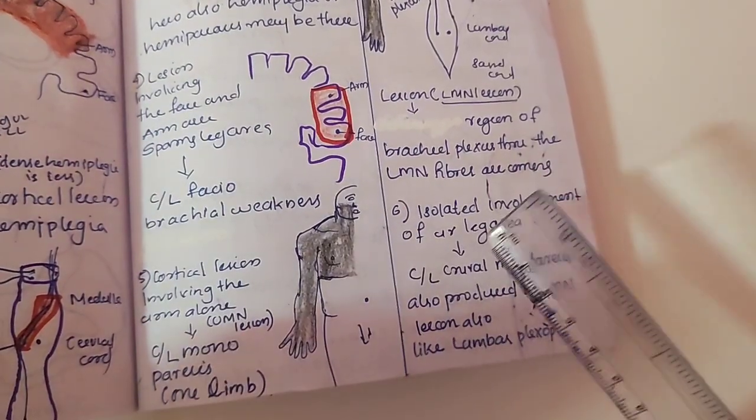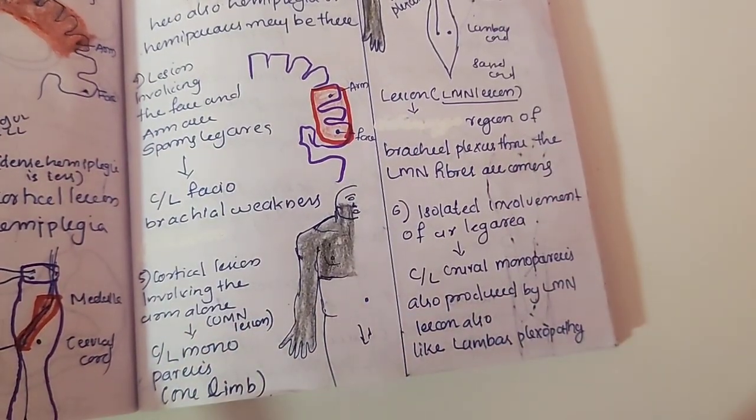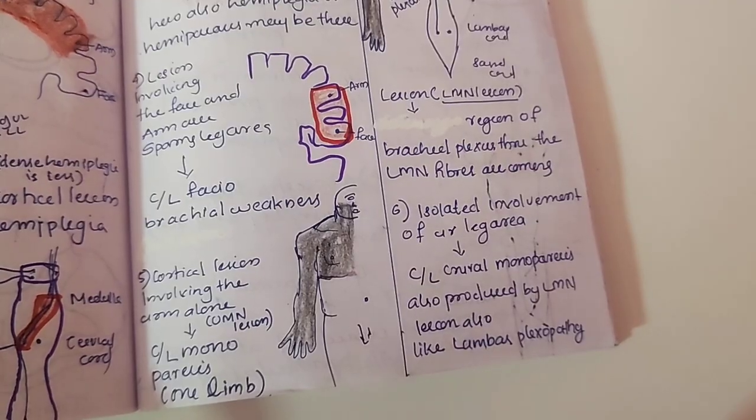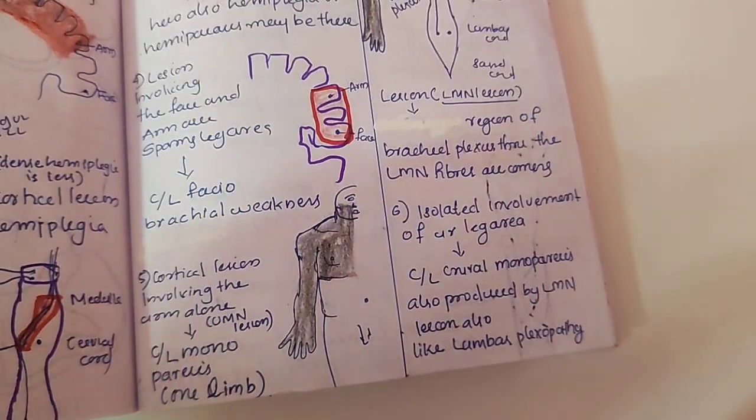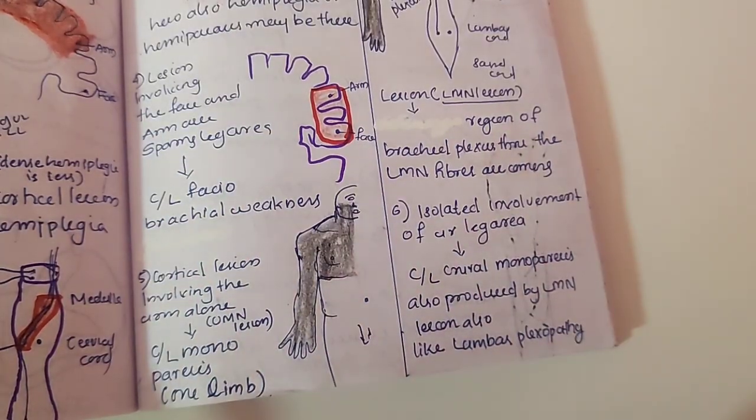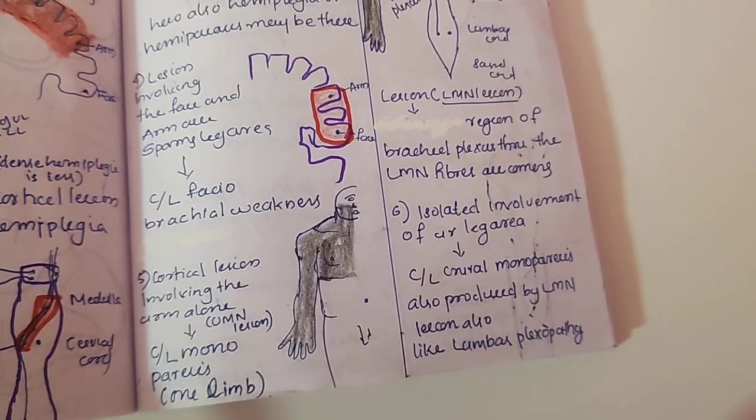that is contralateral crural monoparesis, which can also be produced by a lower motor lesion, that is, by lumbar plexopathy. If the lumbar plexopathy is affected, or only the cortical leg area is affected, then it is also contralateral crural monoparesis. If only the upper limb is affected on one side, then it is contralateral brachial monoparesis. This is contralateral crural monoparesis.